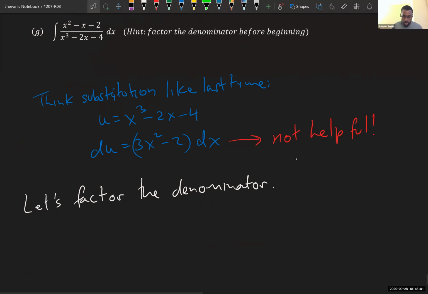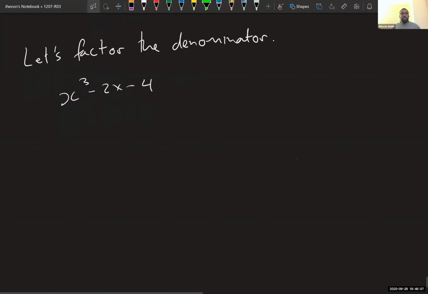This is x cubed minus 2x minus 4. So tell me how this works, just as a reminder. Technically, this is something that you would have learned in pre-calc, and so I don't really want to go over it, but hopefully by just going through this example, you guys will actually remember how you did this.